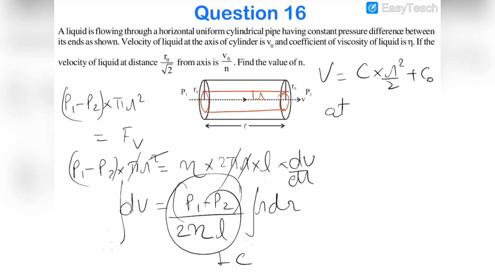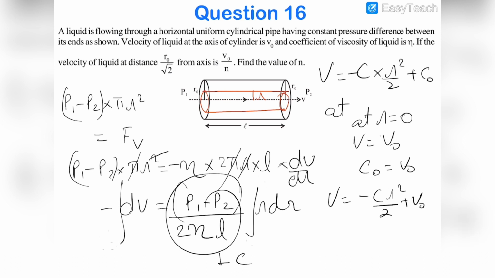You can easily see that there would be a negative sign also, because we know that dV by dr would be negative, as we move away from the axis, the velocity of the liquid would be decreasing. So at r is equal to 0, v is equal to v0, so c0 is equal to v0, so v is equal to minus c r square by 2 plus v0. Now we have to find the value of c also. So at r is equal to r0, v is equal to 0.